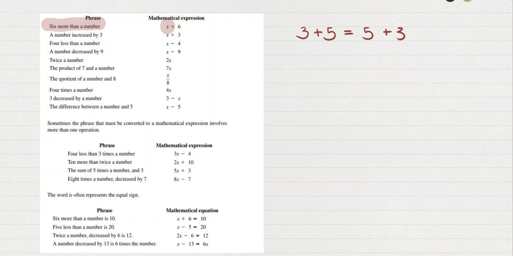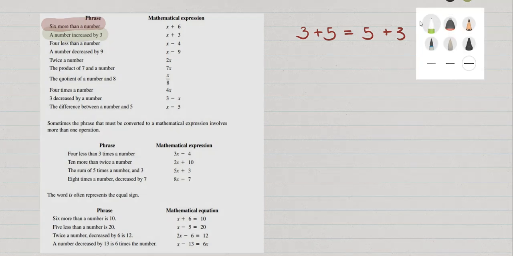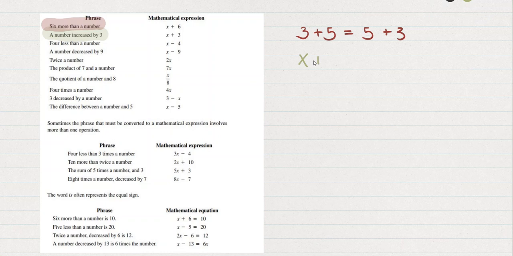So we've got to start with the number, the x, and then add to it. Or if we have a number increased by 3, we're starting with the number x and we're adding the 3 to it. So notice that although x plus 3 and 3 plus x are equivalent, we're going to be really careful to write it this way, the x plus 3.